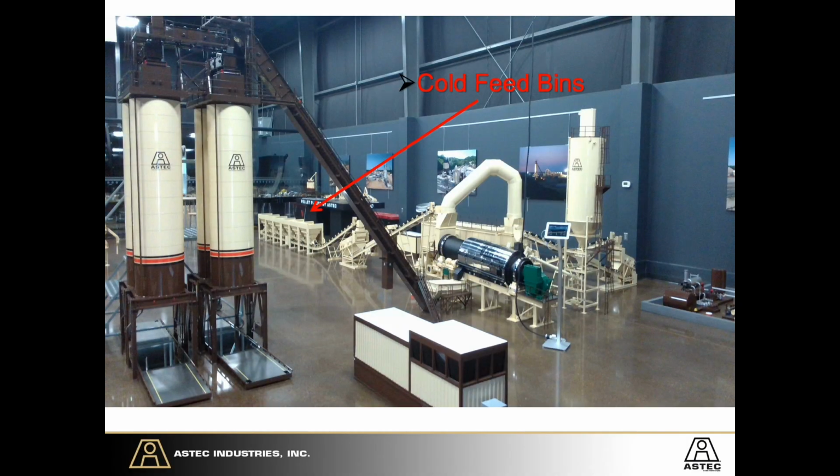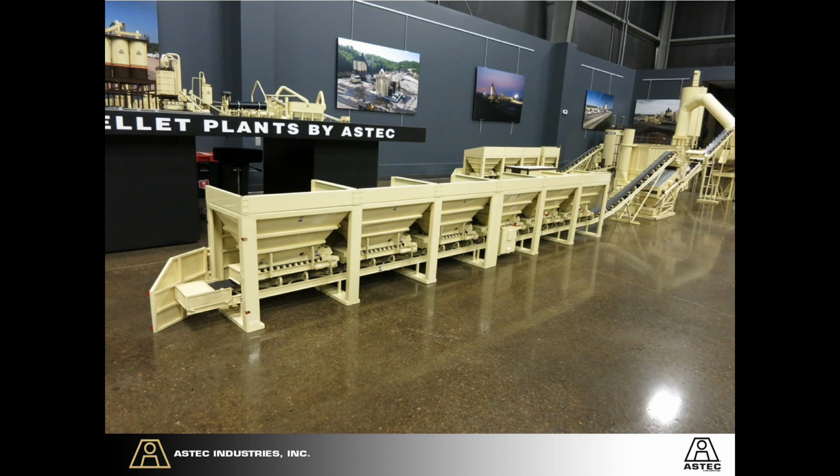If we start with this process, everything starts at the cold feed bins. This is where your virgin aggregates are entered in. Here's a good representation of a 6-compartment cold feed bin. As you look at these cold feed bins, they're always going to refer to the one that's closest to the shaker deck or the conveyors as your bin number 1.